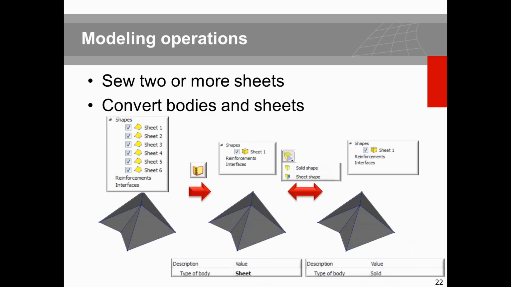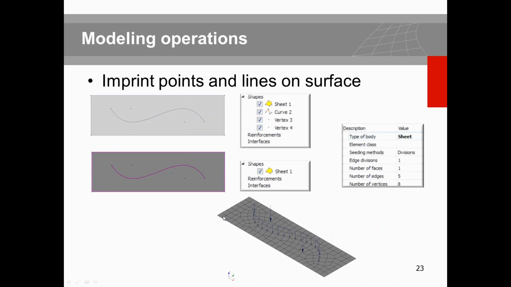We do have two options. We have a convert body from the solid to sheet. We have conversion from the sheet to solid. So these are the common features that we have.